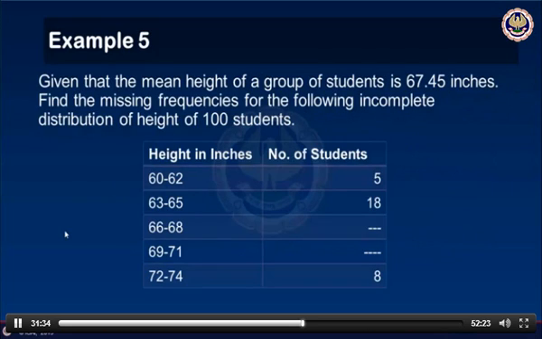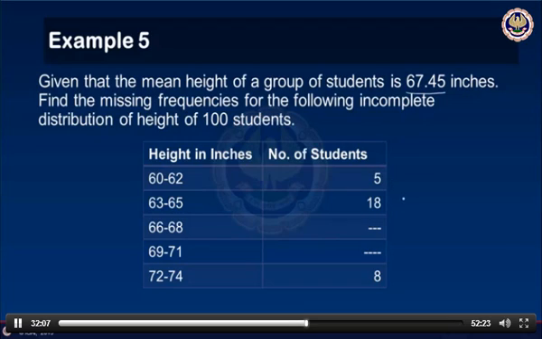Students, let us come to the example related to the missing frequency. How we can compute a missing frequency in the data which is related to the average problem. Now the data is as follows. Given the mean height of a group of students is 67.45 inches, find the missing frequencies for the following incomplete distribution of height of 100 students.